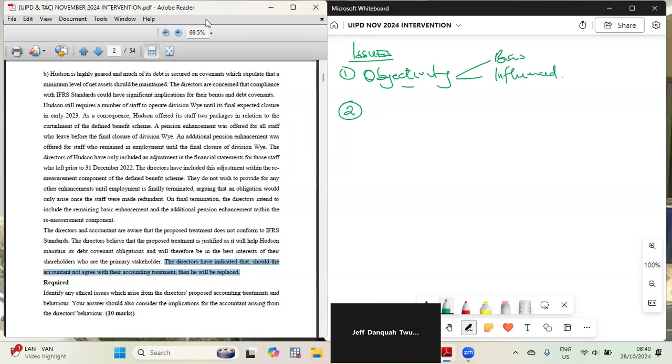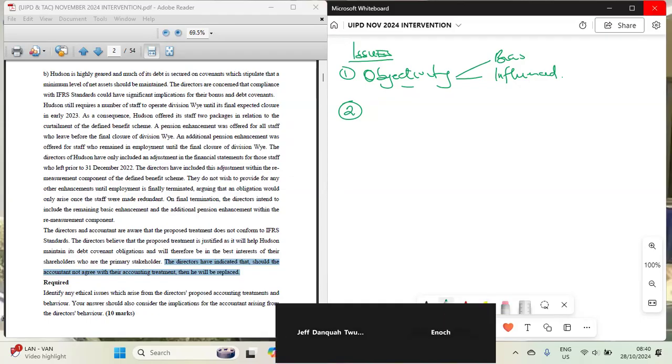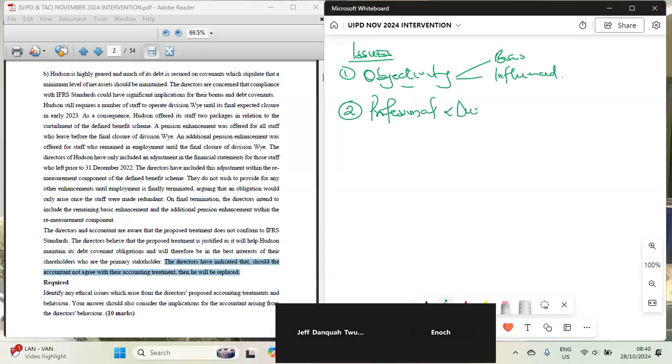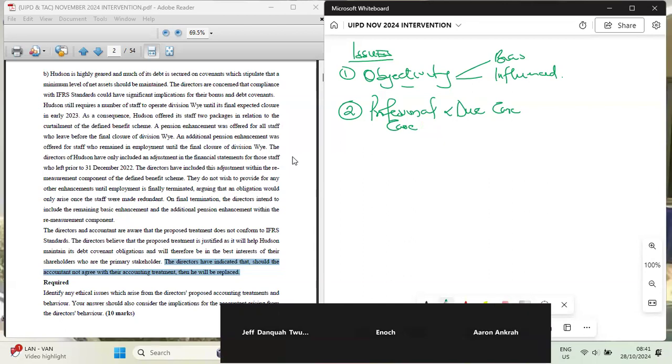Chumesi, your hand is up. Yes, sir. So I wanted to talk about the professional competence and due care. The principle requires the accountants to maintain professional knowledge and maintain it. But here is the case, the directors know that when they comply with the IFRS standards, it will have significant implications for their bonuses and debt covenant. So they are telling the accountant to do otherwise. But is that professional competence and due care? Telling somebody to do otherwise.